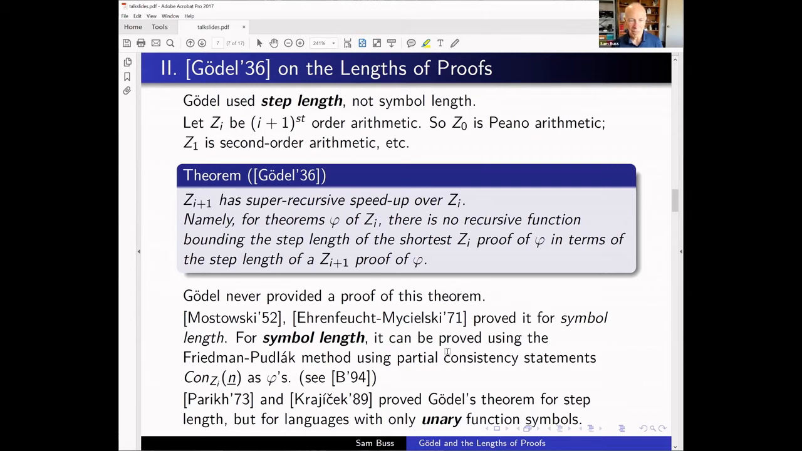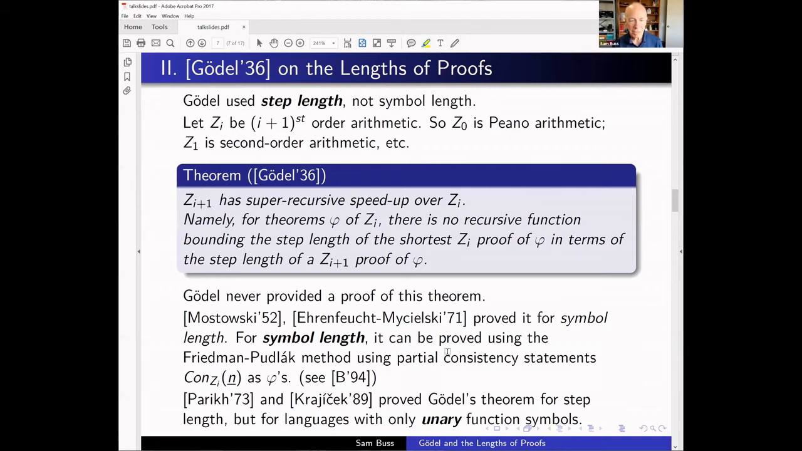Proofs were given later by Mostowski and Ehrenfeucht-Mycielski for symbol length. One way to give the proof is to go back to the Friedman-Pudlák method of partial consistency statements. Take the phi_n's to be the statement Con_{Z_i}(n). And Con_{Z_i}(n) has short proofs in Z_{i+1}, because (i+1)th order arithmetic proves the outright consistency of ith order arithmetic. But the Friedman-Pudlák method shows that Con_{Z_i}(n) requires longer and longer proofs in Z_i, and you can change this to the t's and get extra long proofs.